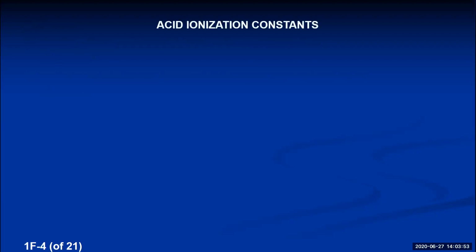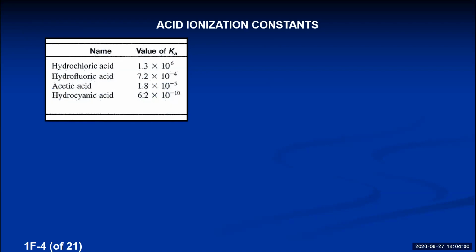We have on our class website a handout 3 that lists lots of acid ionization constants. Here's a sample of that. Here's 4 different acids: hydrochloric acid, hydrofluoric acid, which we just saw, acetic acid, and hydrocyanic acid. Their Ka values are given.